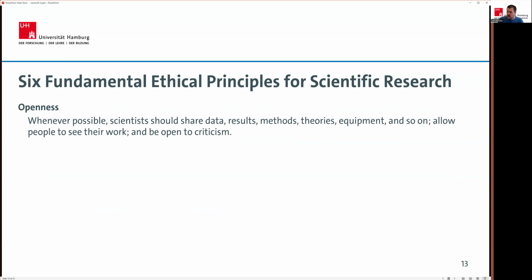The 4th principle we need to talk about is the principle of openness, meaning that scientists have an obligation to share data, results, methods, theories, equipment, findings, and so on with the public. Anything a scientist does has to be made publicly available knowledge. Not secret knowledge, not knowledge for a particular company, because then that would be research, but it wouldn't be science.